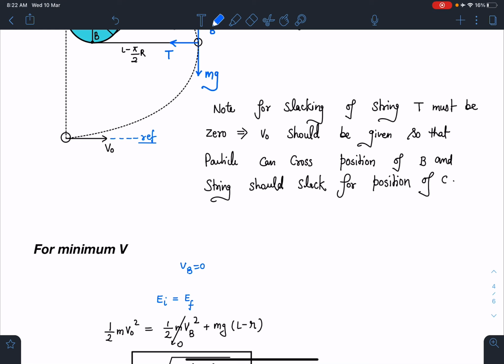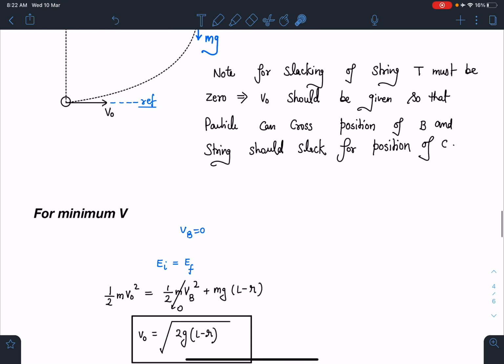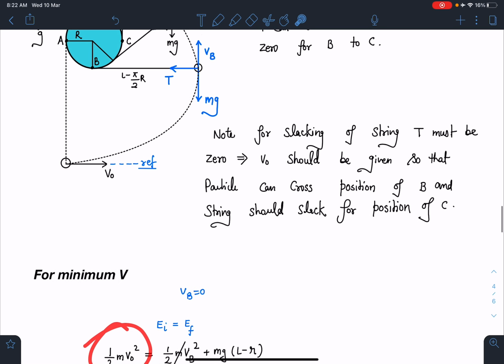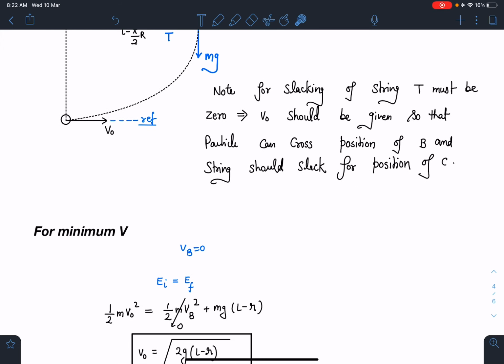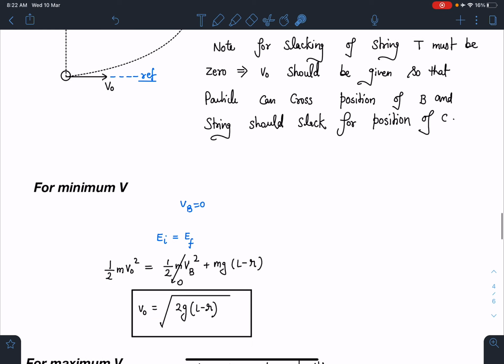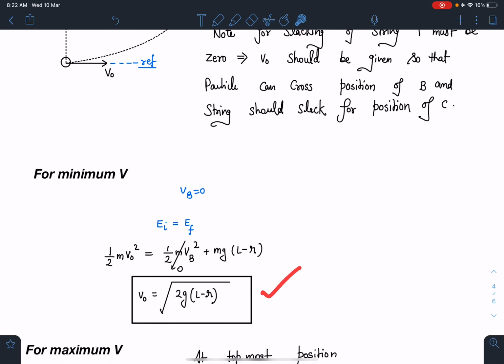Now when we apply energy conservation, E initial is equal to E final. You can see half mv naught square is the initial energy. I'm taking the reference here itself. And now this height is L minus R, so the potential energy finally will become mg(L minus R), and for minimum velocity it will just reach that point. So VB becomes 0 here, and we get the lower limit of V naught as root of 2g(L minus R).